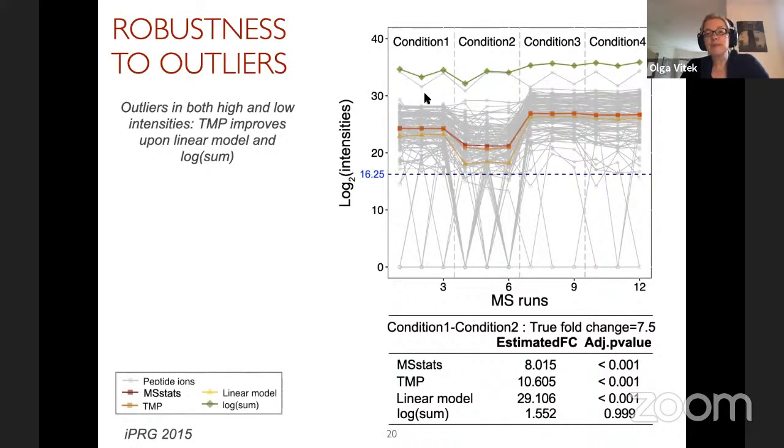Because it's a sum, it will be above the gray lines, right? It takes the sum of everything. And we see that this outlier here really affects the log of the sum. So the true fold change is 7.5. Log sum says it's 1.5.